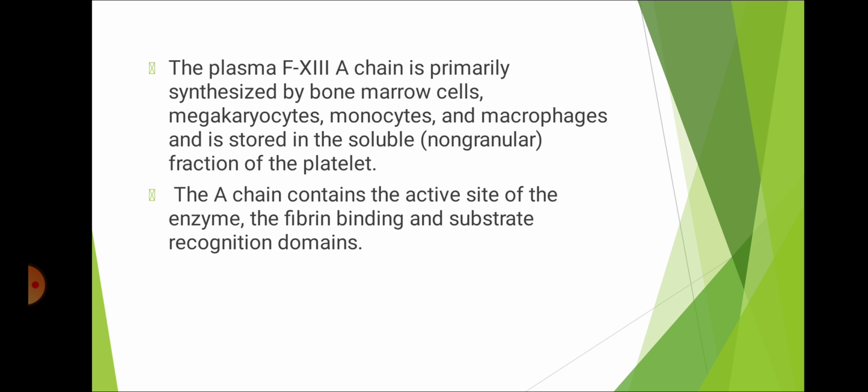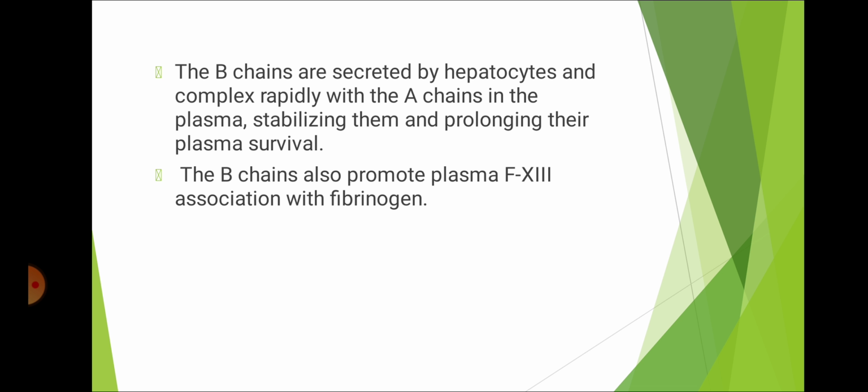The plasma factor 13A chain is primarily synthesized by bone marrow cells, megakaryocytes, monocytes, and macrophages, and is stored in the soluble non-granular fraction of the platelet. The A chain contains the active site of the enzyme, the fibrin binding and substrate recognition domains. The B chains are secreted by hepatocytes and complex rapidly with the A chain in the plasma, stabilizing them and prolonging their plasma survival. The B chain also promotes plasma factor 13 association with fibrinogen.